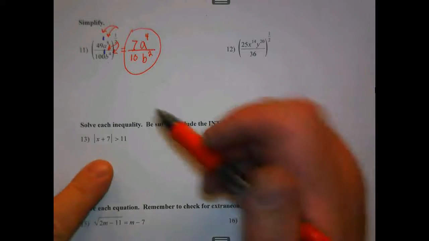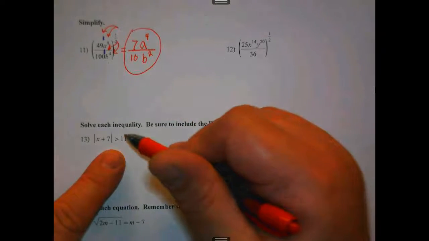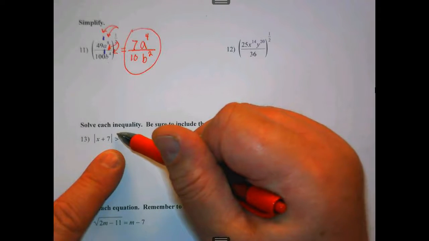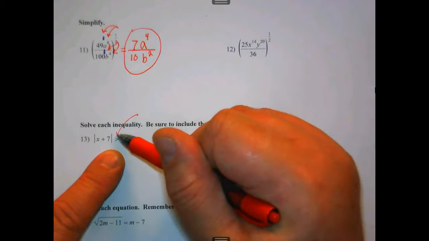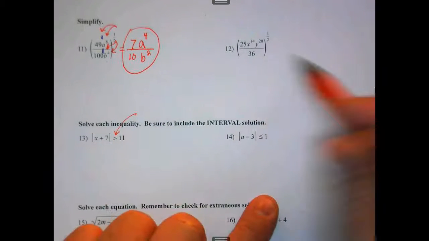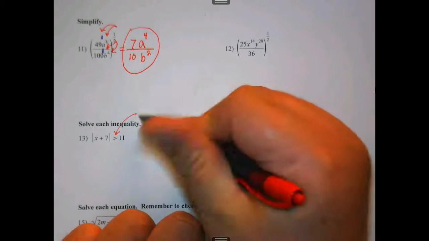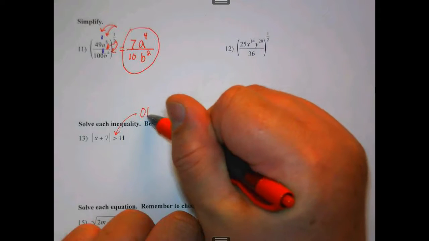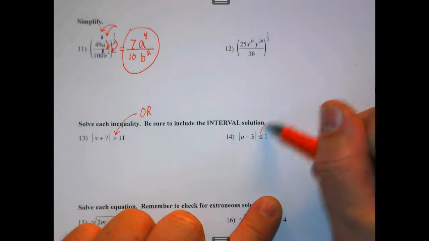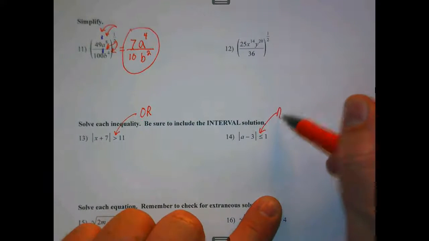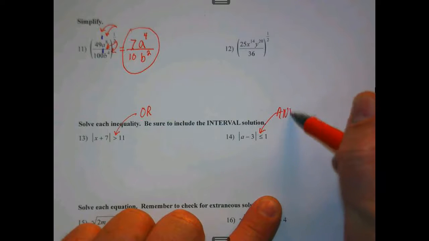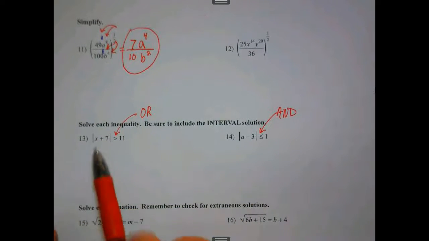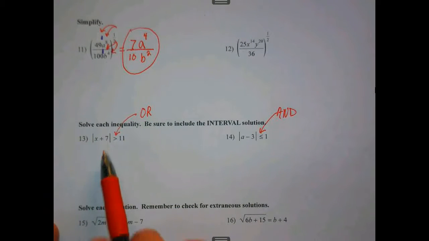Okay, absolute value inequalities. Here, we have to remember that greater thans are going to be or statements. Less thans are going to be and statements. Make sure you isolate the absolute value first before you determine the or and. Absolute value inequalities, we have 2 cases to consider.